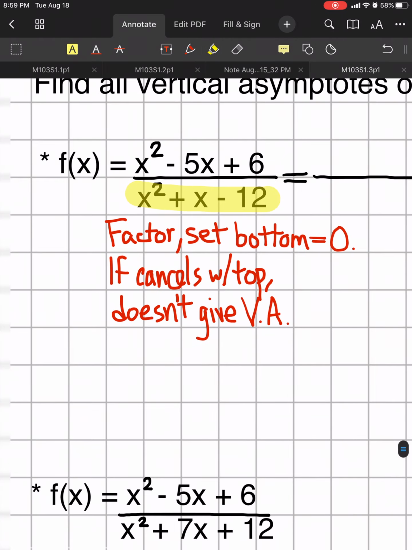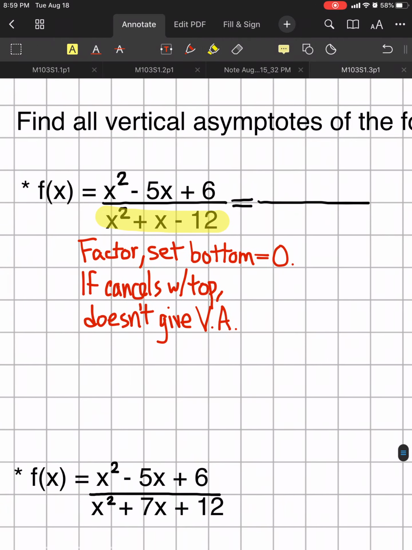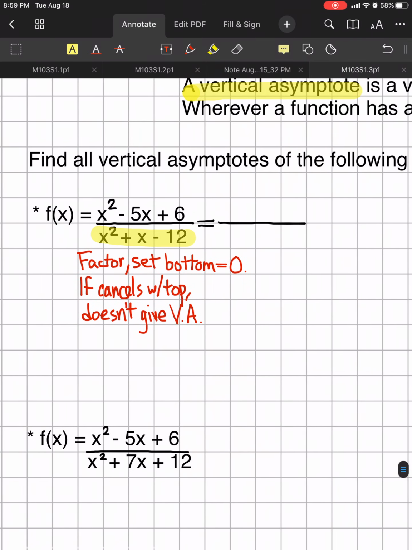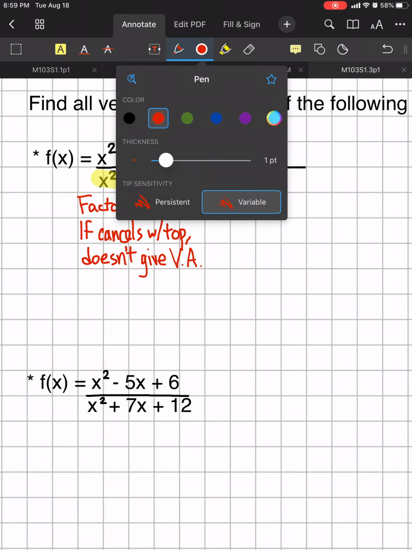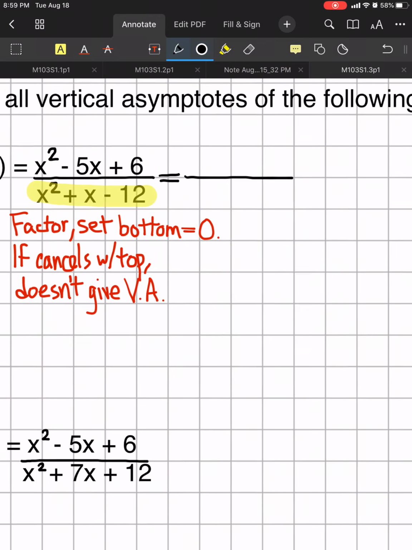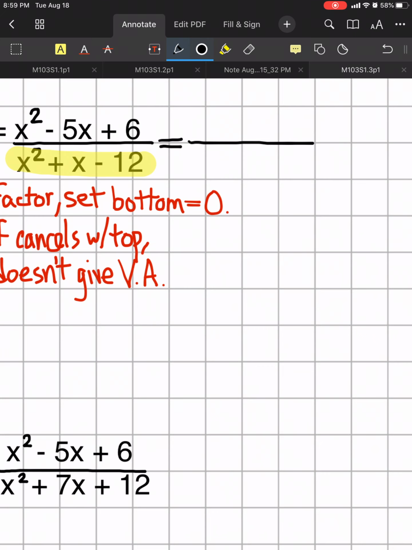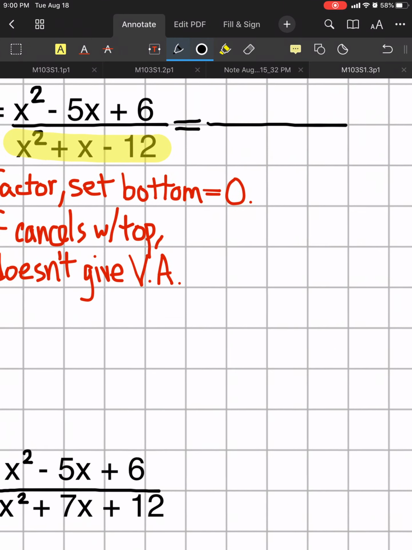Okay, so go ahead and pause the video and try to find the vertical asymptotes of this first function. And when you're done, you can unpause the video. Okay, if you're back, let's take a look. So, we're back to some algebra here. We have to factor these things.